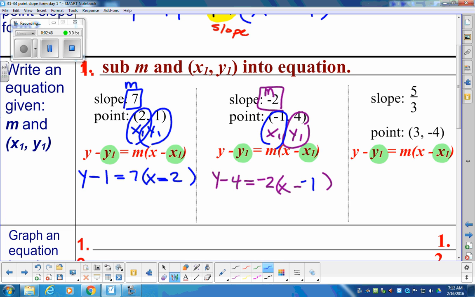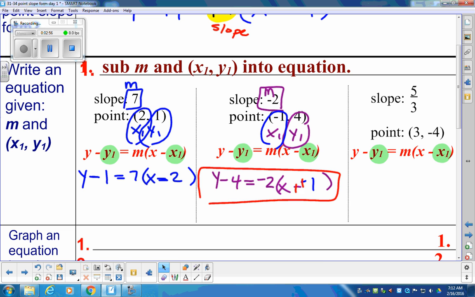The only thing I'll say is that we would not leave two negatives next to each other. We would stop, chop that. So that is my answer through the substitution. Not solving for anything, just substitution. All right, that's called point slope. We grab a point, we grab a slope, we plug it in.